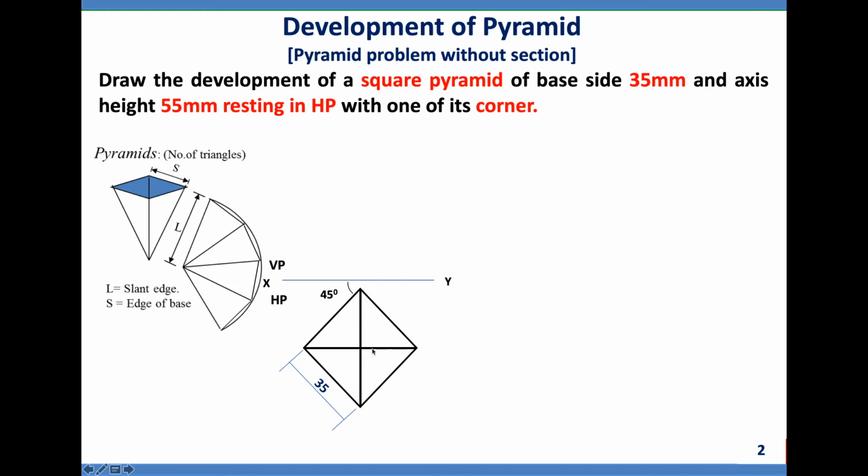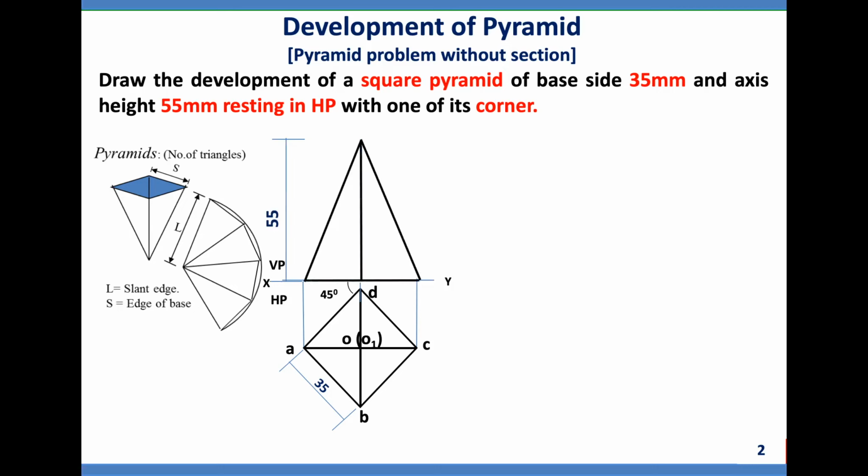Then I have to draw the diagonals. You can make an observation: these diagonal lines are thick because it is a pyramid. Name the corners A, B, C, D, O1. Draw the vertical projectors. Then comes the axis height, which is equal to 55 mm, also the height of the pyramid. Draw the front view. This middle line is the thick line because the observer will be positioned here. He can see OB. That's why it has been made thick.